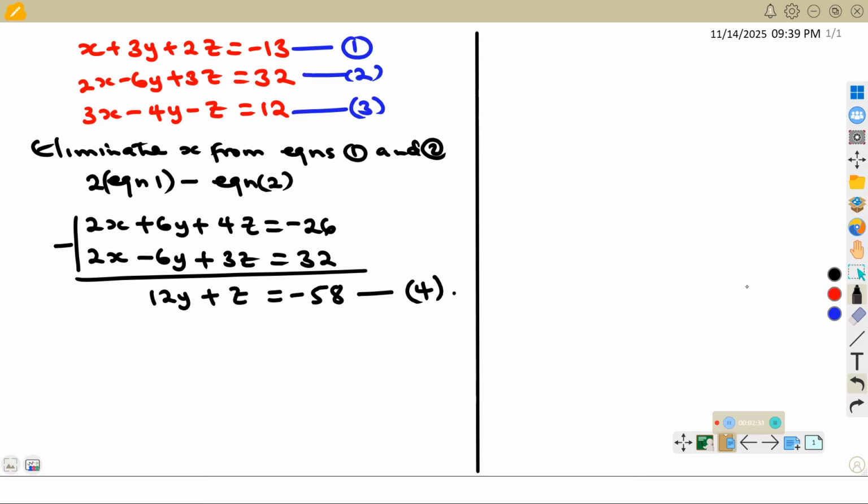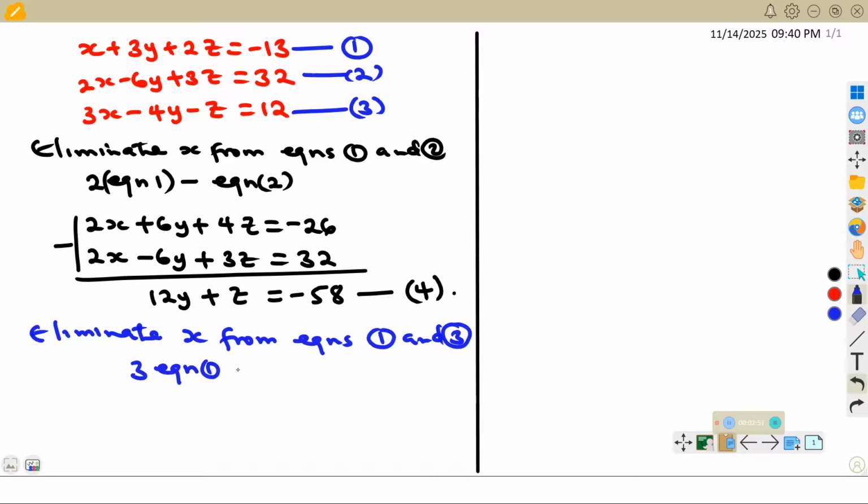Next we shall also eliminate x from equations 1 and 3. We shall do that by multiplying equation 1 by 3, then we subtract equation number 3.